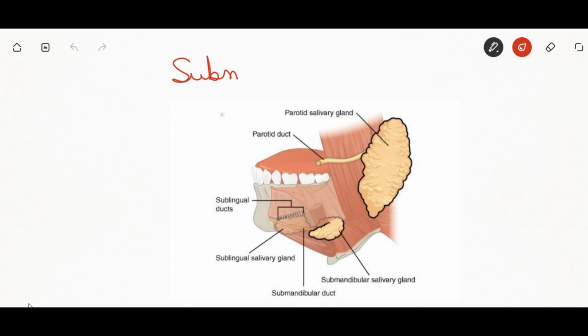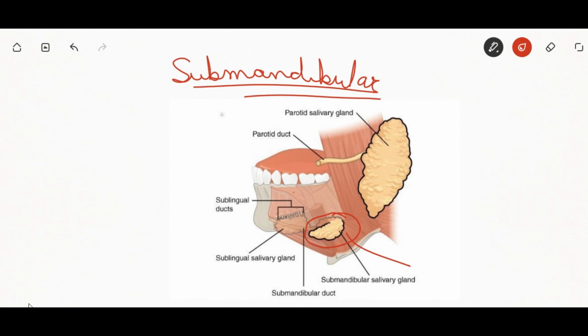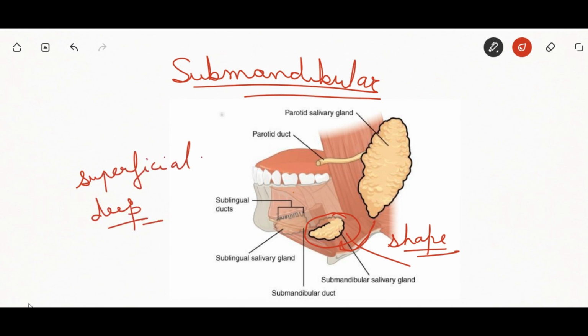Coming to the submandibular salivary gland, it is a large salivary gland that is situated in the anterior part of the digastric triangle. The gland is about the size of a walnut, weighing about 15 to 20 gram. It is J-shaped, and the posterior border of mylohyoid divides it into a larger part and a smaller part that is lying deep to the muscle.